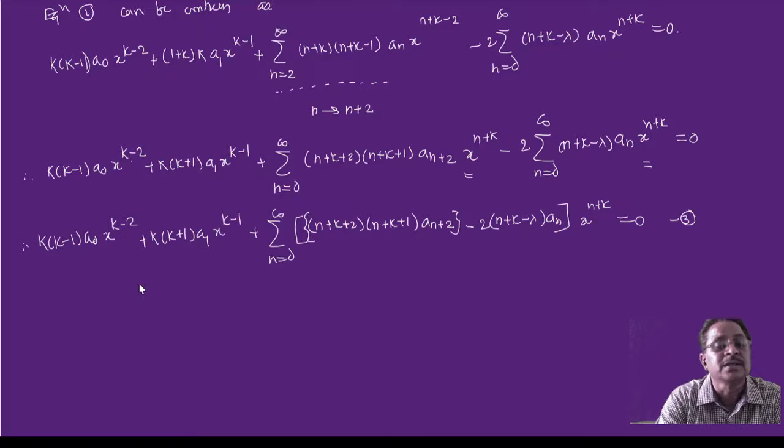From this equation, the first term has power of x raised to k minus 2, second term has power of x raised to k minus 1, and the last term as combined term has power x raised to n plus k. And every power is an individual separate power, therefore coefficients must be equal to 0. Then the right hand side of this equation will be 0, or this equation will be true only when all the coefficients of all the powers of x will be equal to 0 separately, and that gives you the initial equation as well as the different cases, and that gives you recurrence relations and all these things.